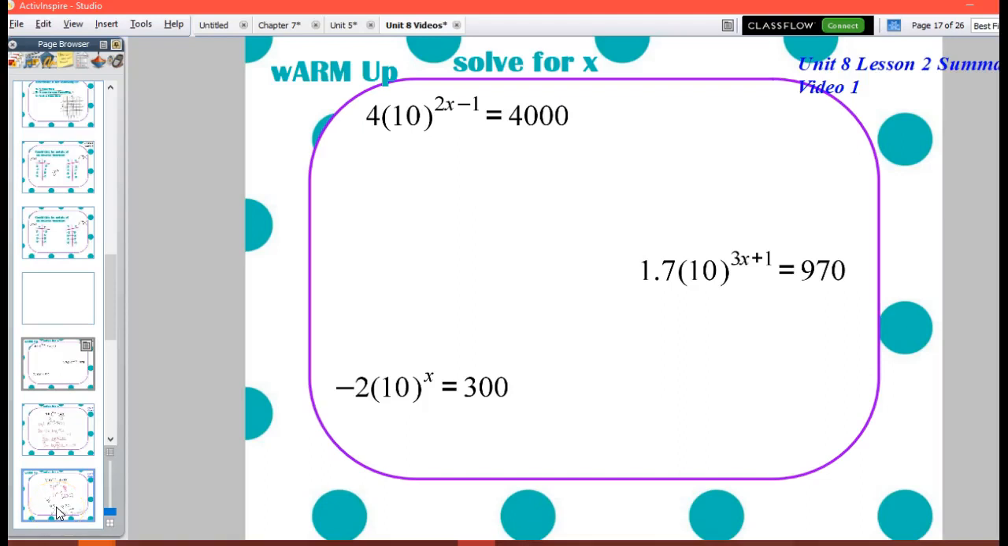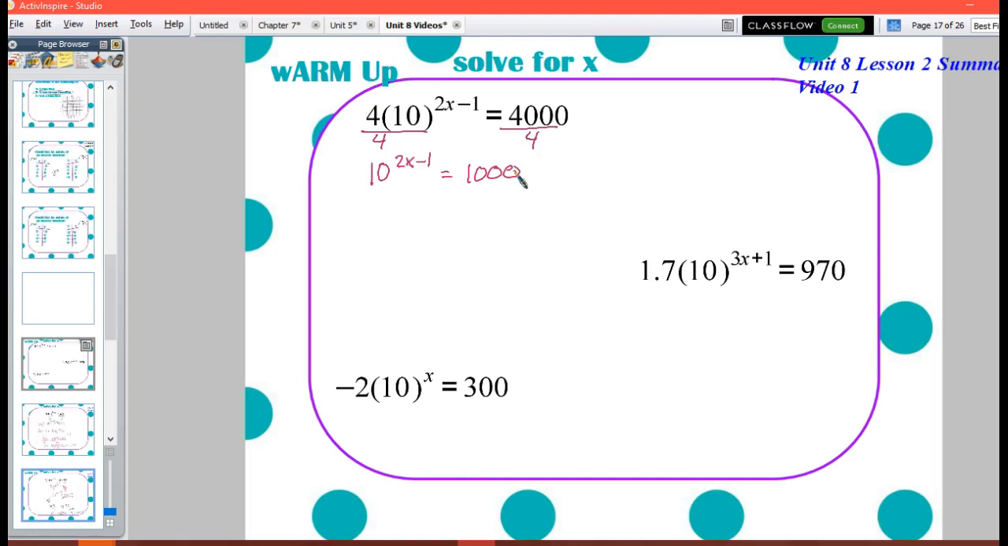So we want to solve these exponential equations, and we're going to solve them just like linear ones, but we'll have to use a little bit of log or some of our mental math. So let's look at this first one. We have a 4 times 10 to the power, so we're going to divide by 4 on both sides. The opposite operation, so we'll be left with 10 to the 2x minus 1 equals 1,000.